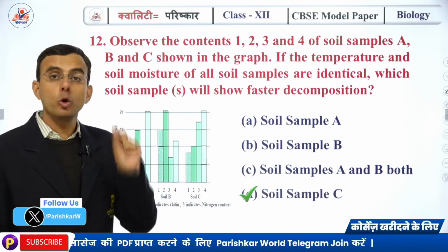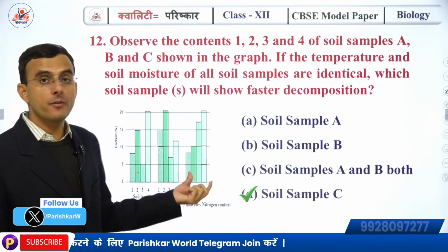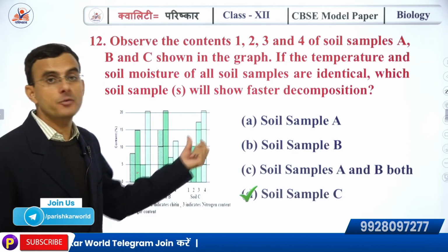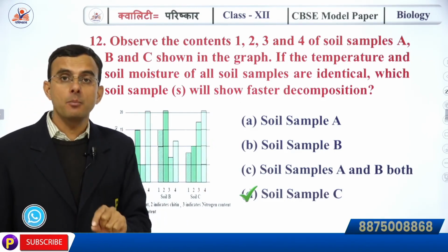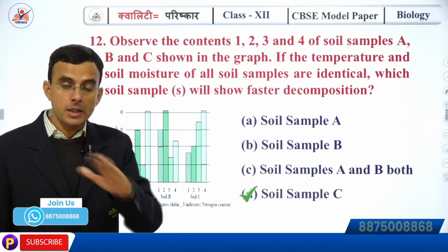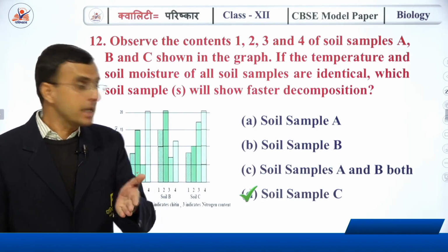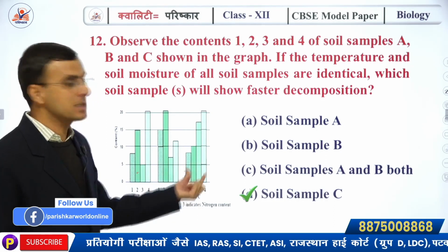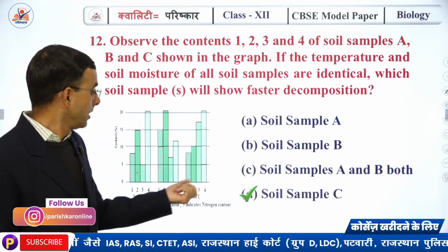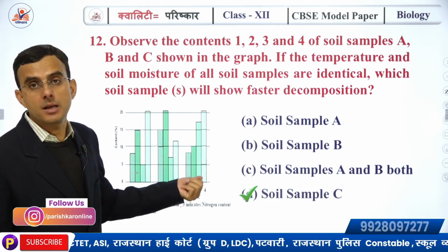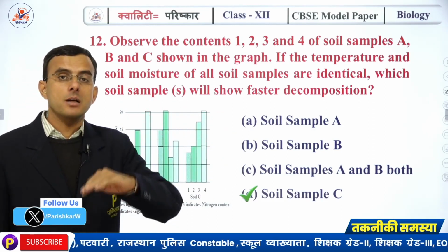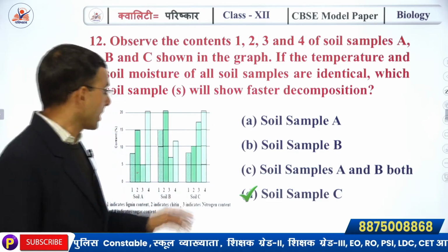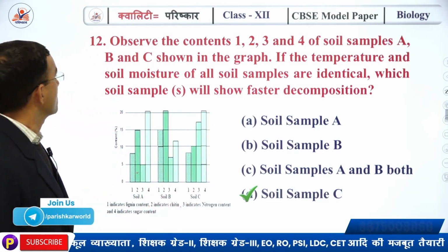So if we go through the average content, the amount of that particular hardening content, which is very slow to degrade, we found that in soil sample C that amount is very much less, and because of that reason it shows the faster rate of degradation. So the right answer is soil sample C.